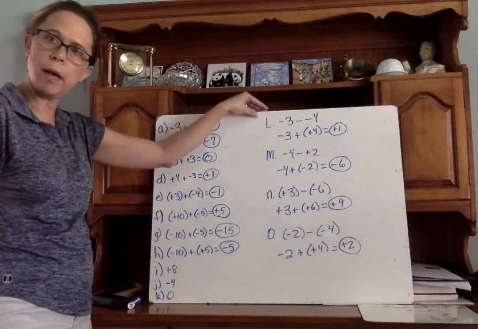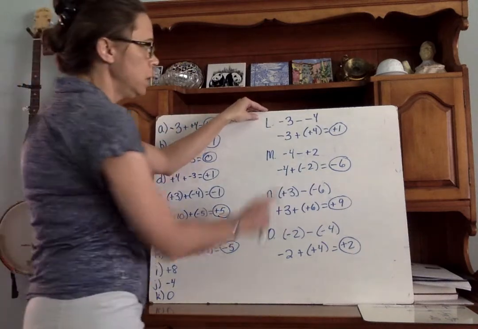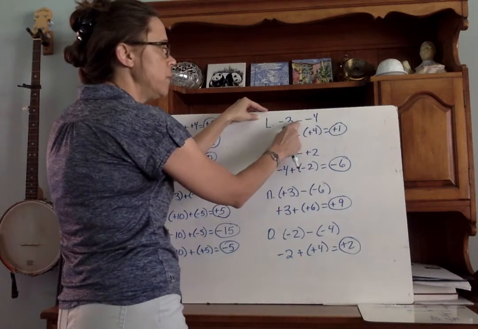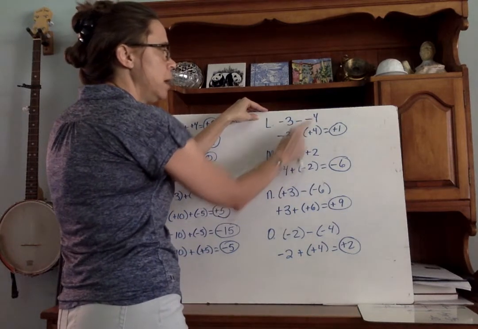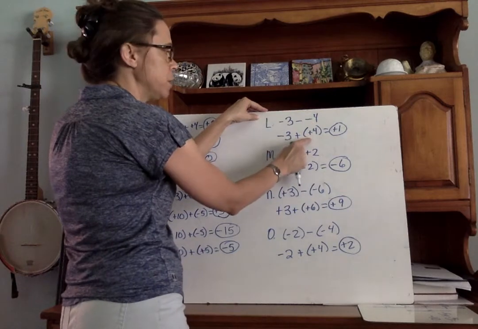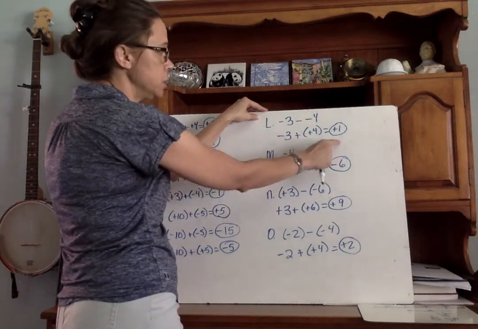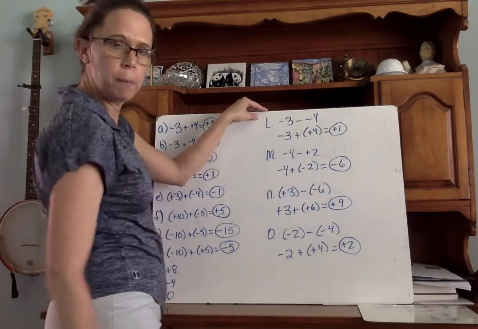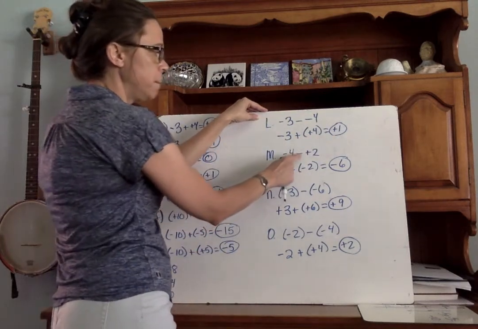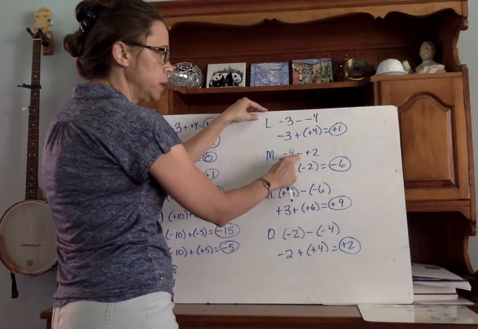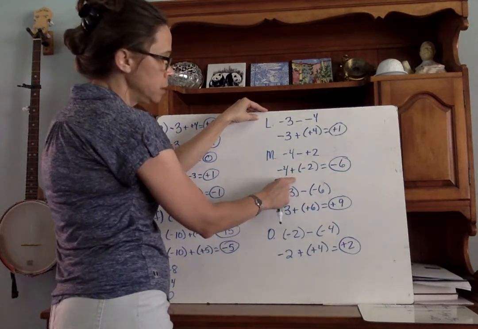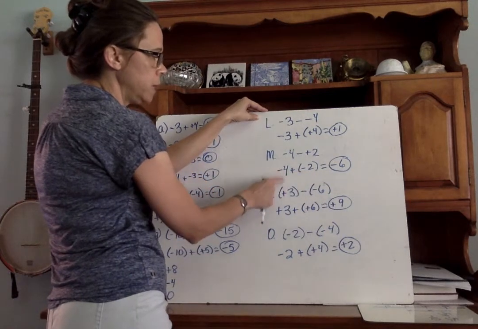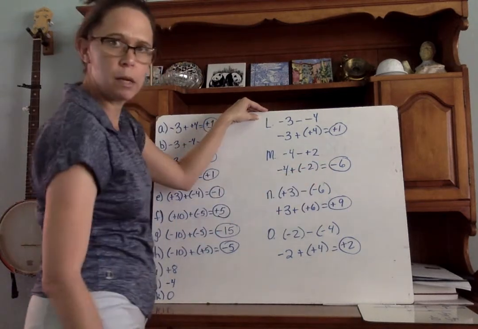Okay, these last ones are the algebraic addition ones, okay? So we had negative 3 minus negative 4. So instead of minus, we're going to change it to addition. I'm going to use the opposite of negative 4, which is positive 4. Okay, so now I have an addition problem. Negative 3 plus positive 4 gives us positive 1. Negative 4 minus positive 2. We're going to change this minus sign to addition. And the opposite of positive 2 is negative 2. So now I have negative 4 plus negative 2 gives us negative 6.